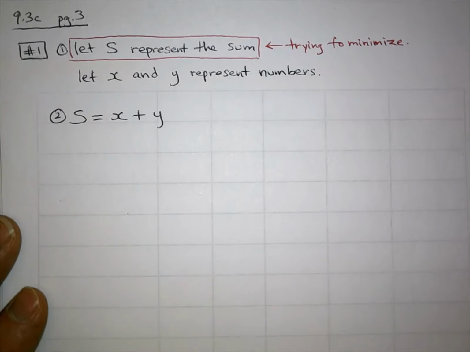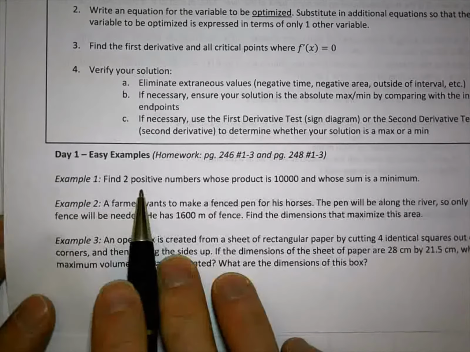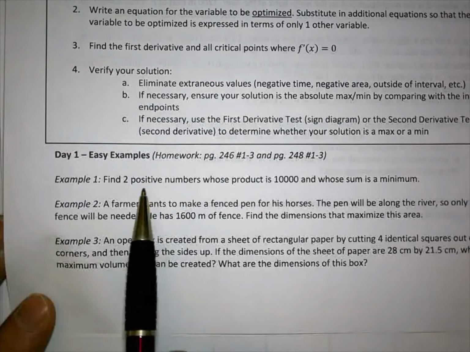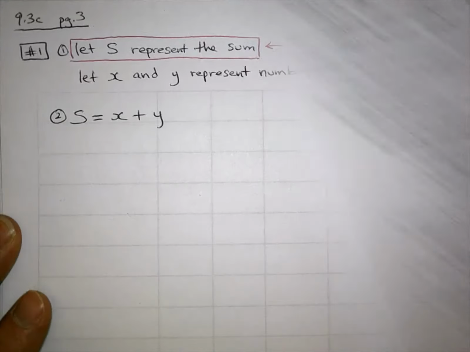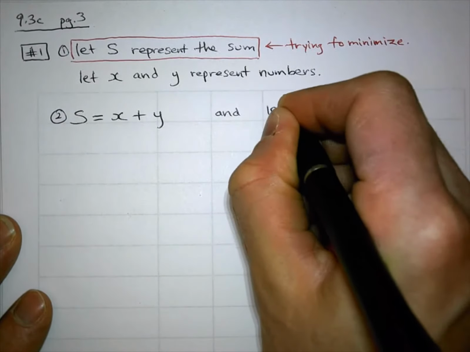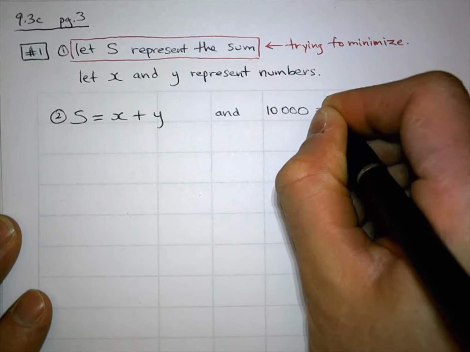So I have to go back to my problem. Is there any other information that allows me to make another equation? Two positive numbers, their product is 10,000. So the two numbers multiply to make 10,000. Well, that is just the other information I was looking for. 10,000 is equal to x times y.